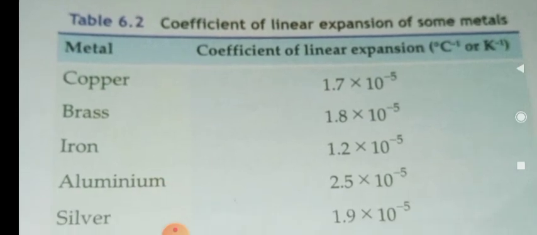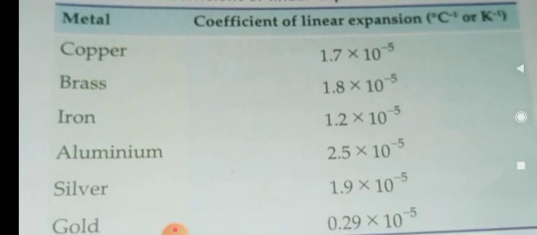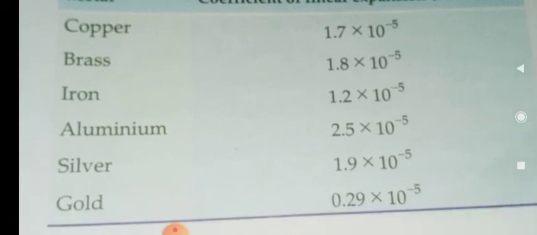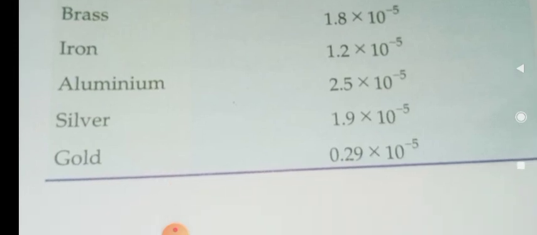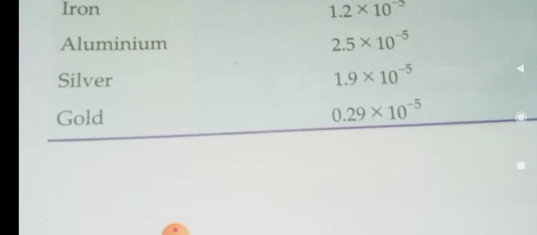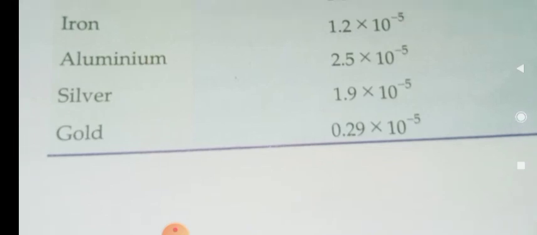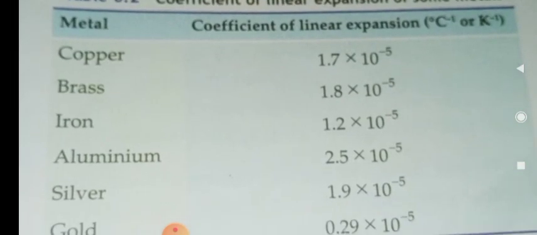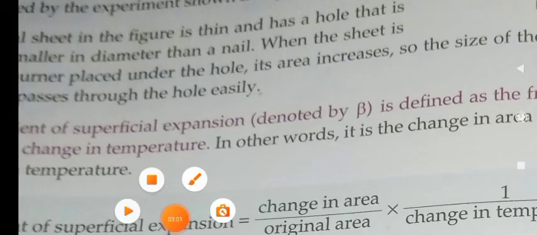Then some of the metals and their coefficients of linear expansion are given here. For copper it is 1.7 into 10 power minus 5, brass 1.8 into 10 power minus 5, iron 1.2 into 10 power minus 5, aluminium 2.5 into 10 power minus 5, silver 1.9 into 10 power minus 5, gold 0.29 into 10 power minus 5. So these are the coefficients of linear expansion of some of the metals.